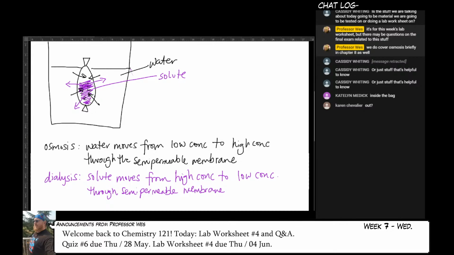If the bag wasn't there, this would be no problem. The honey would just fill the container, everything would mix, we'd have a homogeneous solution. The bag just slows the process down. The act of the honey moving through the barrier is dialysis, and the act of water moving through the barrier is osmosis. And the direction is governed based on this mixing principle.